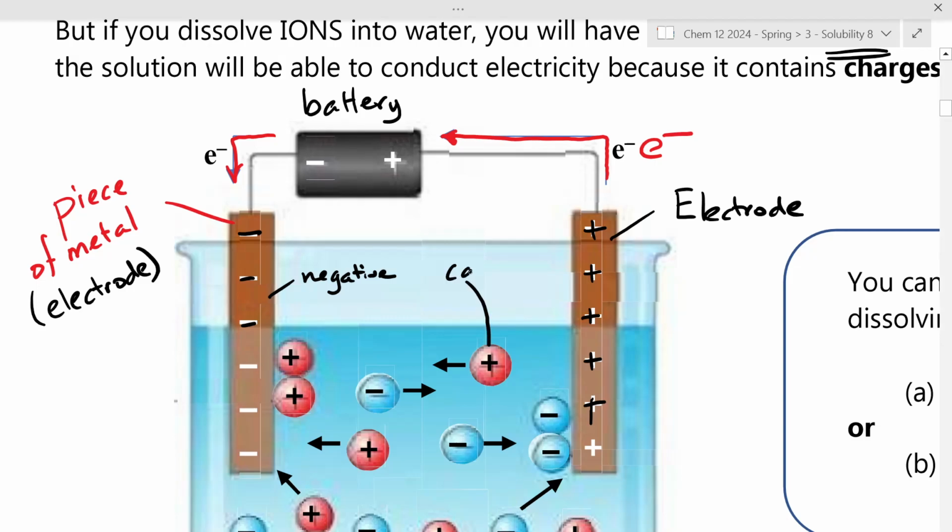Which direction do the cations move? Do they move towards the negative electrode or the positive electrode? Towards the negative electrode, because opposite charges attract. So the cations move towards this electrode, which is called the cathode. Why do you think it's called the cathode? Because it attracts the cations. The cations move towards the cathode.